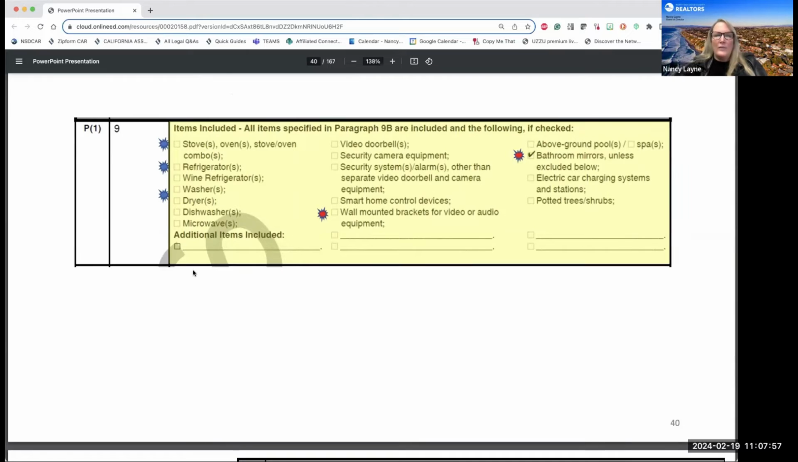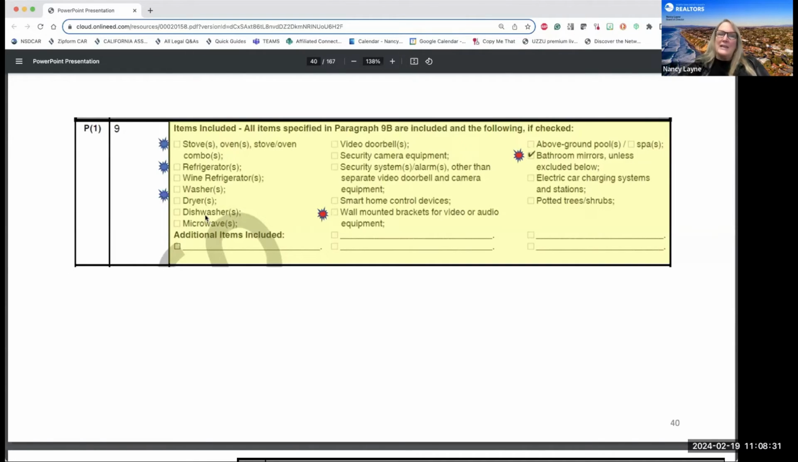And when this first came out, I was just sort of laughing at this one, the bathroom mirrors. It's the only one that's pre-checked, right? We actually had that issue come up, right about at the same time. A seller moved out. He had these really pretty mirrors that his wife had purchased that went in all the bathrooms, and they pulled them out. And there were like 7 bathrooms in this house, and they had all these mirrors that were missing. So apparently that's a thing. The bathroom mirrors are included unless excluded below.